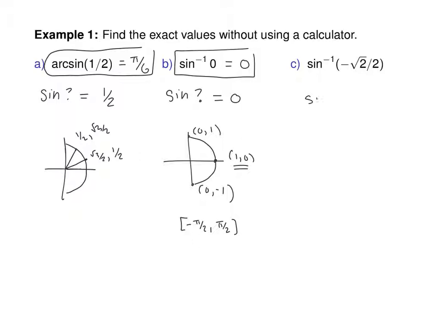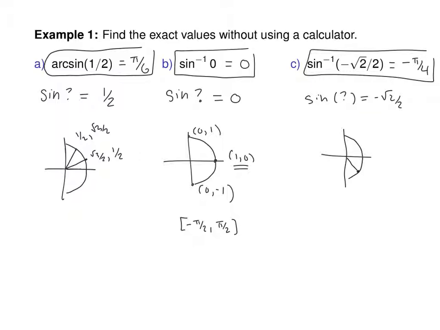Okay, sine of what angle gives you negative root 2 over 2? So this one's a bit different from the previous ones because we're no longer in quadrant 1, we're in quadrant 4, right? The radical 2 over 2 are the next easiest ones after the axes. Does that make sense? So it's this angle, which is negative pi over 4, exactly. Negative 45 degrees or negative pi over 4.